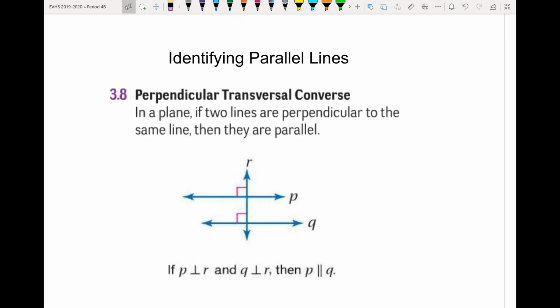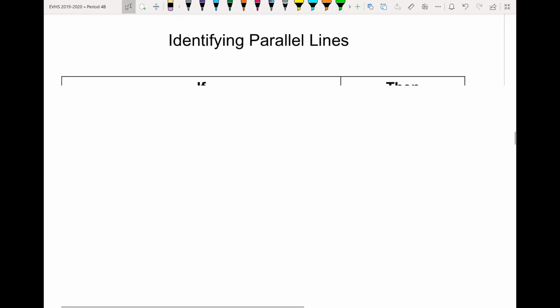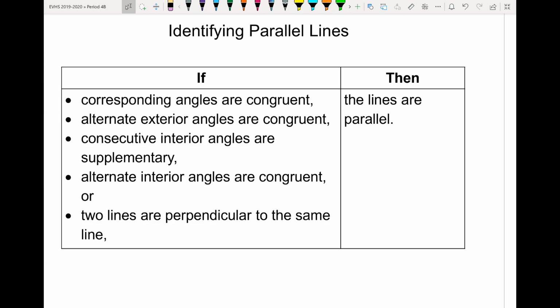Also, our weird one here, the perpendicular transversal converse. If two lines are perpendicular to the same line, then they're parallel. That's essentially just a special case of any one of those, because if two lines are perpendicular, then their corresponding angles will be congruent. Their alternate exterior angles will be congruent. Their alternate interiors will be congruent. Their consecutive interiors will be supplementary. It's just a special case of it, okay? So, if two lines are perpendicular to the same line, then those two lines are parallel. All right, there's the shortcut on it.